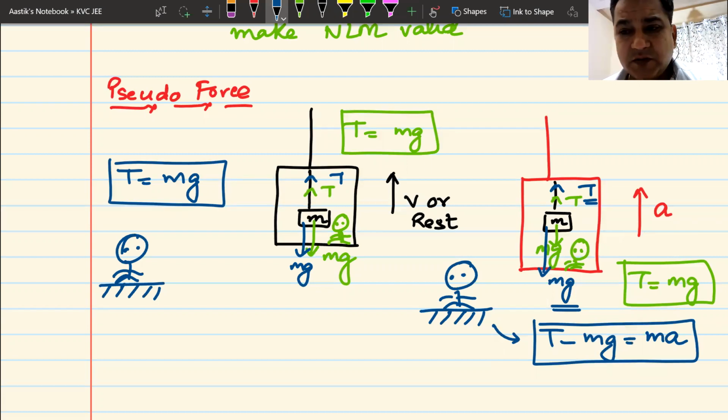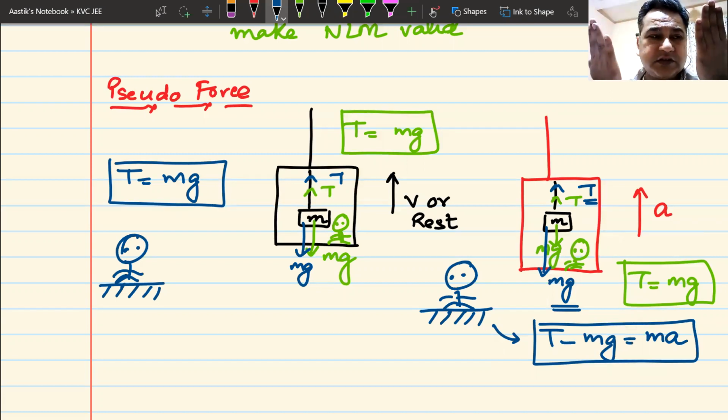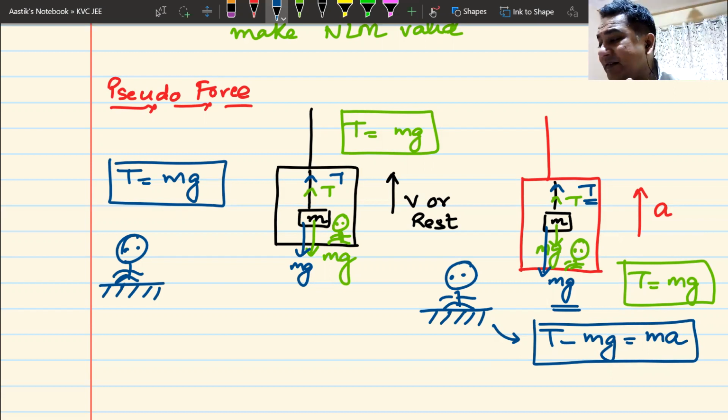Now they both compare their equations, the blue equation and the green equation. The blue equation is T minus mg is equal to ma. The green equation is T is equal to mg. Now, both of these equations cannot be correct. Someone is correct, someone is wrong. Who is correct? Who is wrong? The blue one or the green one? Give me an answer. Who is correct? Who is wrong?